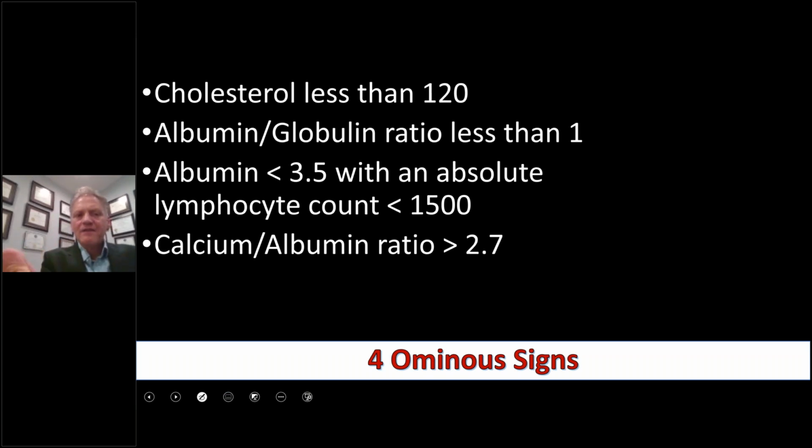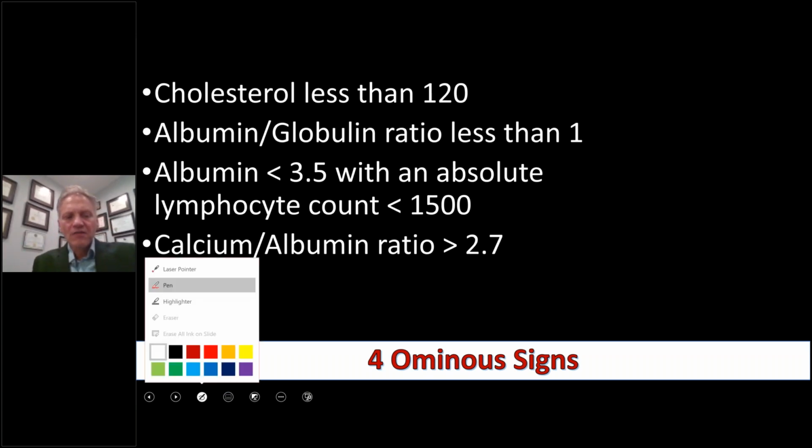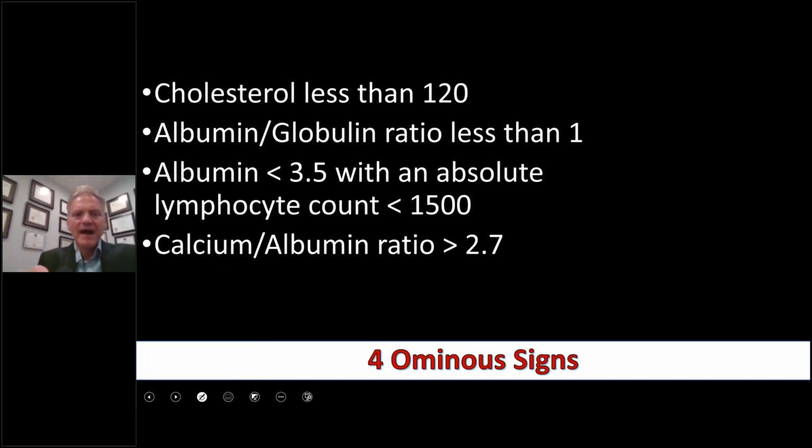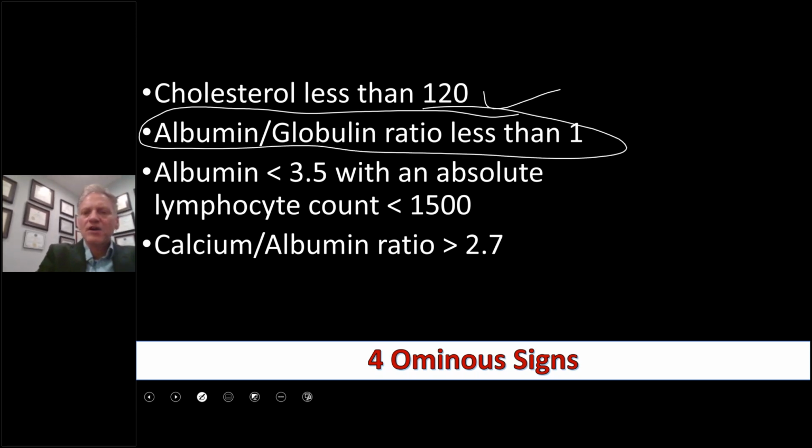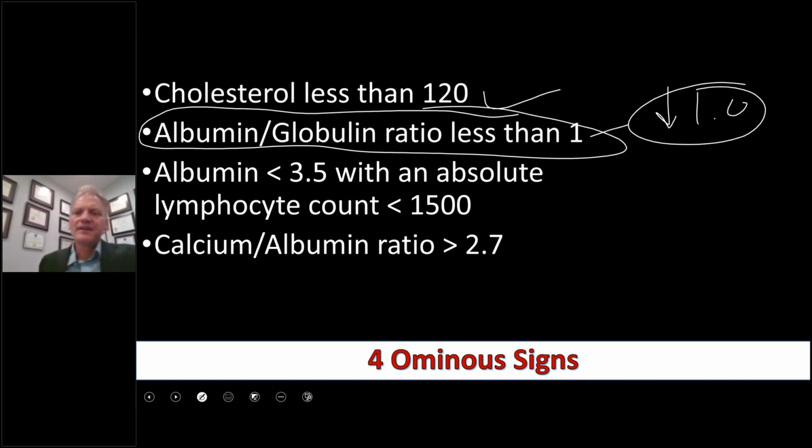One of the ominous signs we have, one of the four, is a cholesterol that is lower than 120. We talked a little bit about this one before. The most common ominous sign that I see in clinical practice, the first one that shows up, is the AG ratio. When the AG ratio goes less than 1, that's not a great sign. That doesn't mean the person's getting ready for a casket, but it does mean that you've got to figure out what it is. Is it an infection? Is it a cirrhotic liver? Is it cancer? You have to look for the patterns to see what fits.